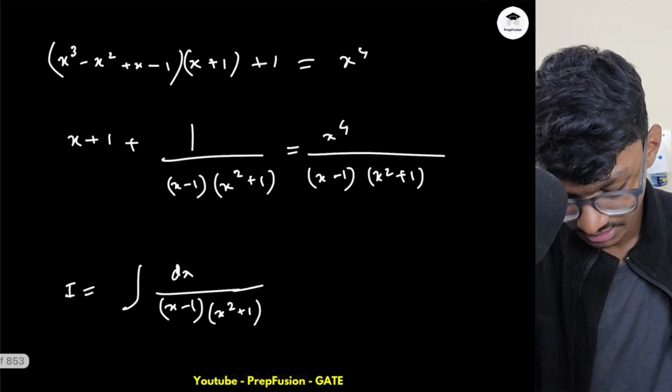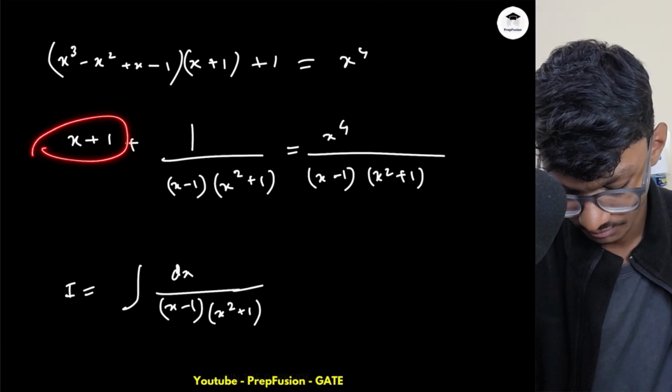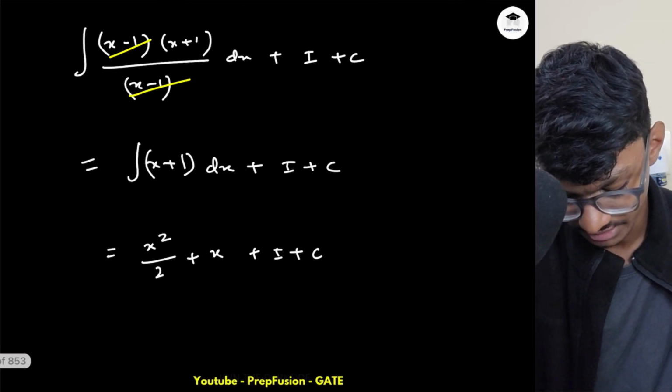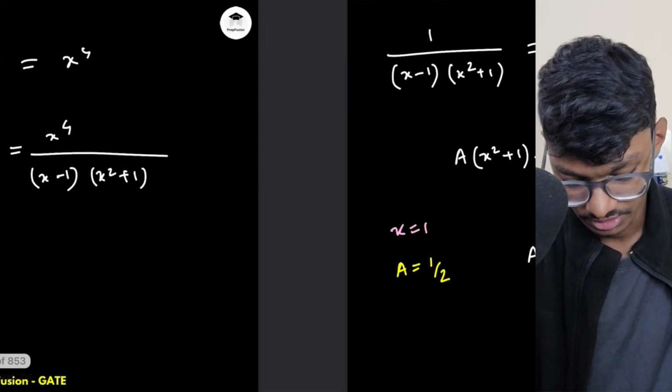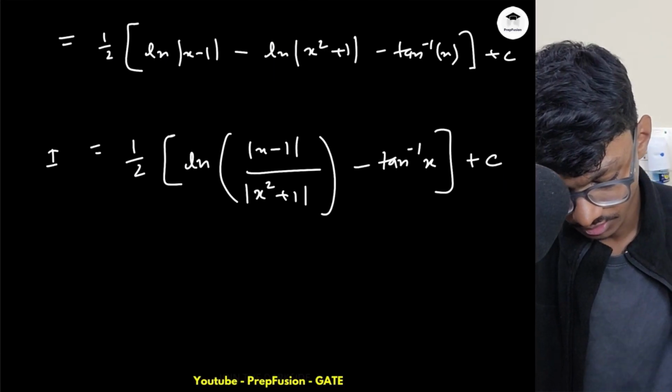So here, I have to integrate this as well. You forgot, you have to integrate this as well, right? This x square plus x plus I plus c. So my answer will be x square. I'll copy this.